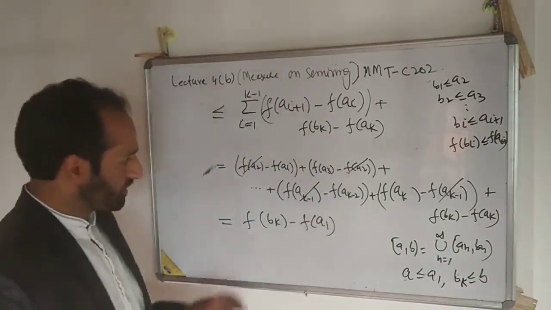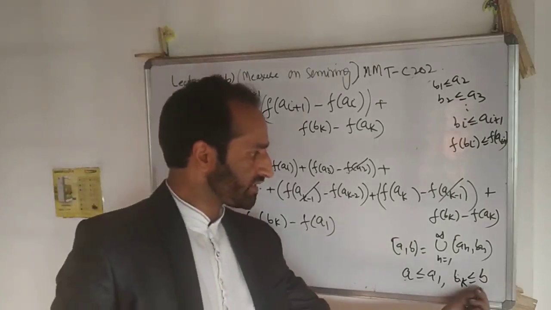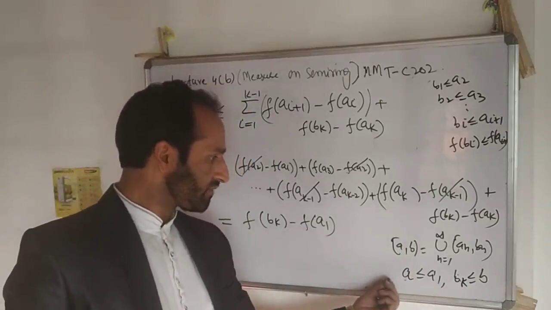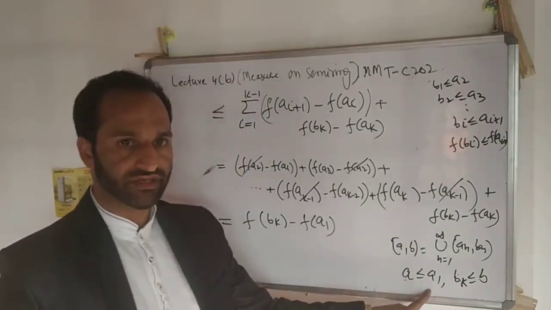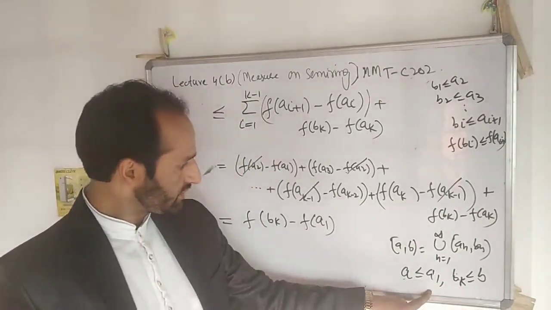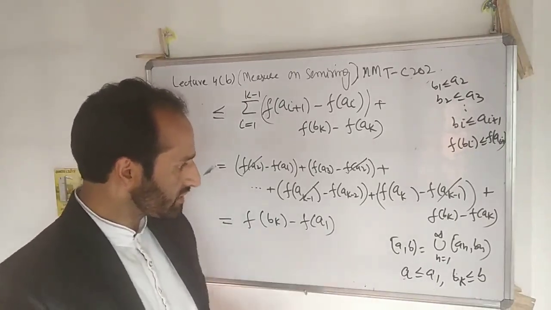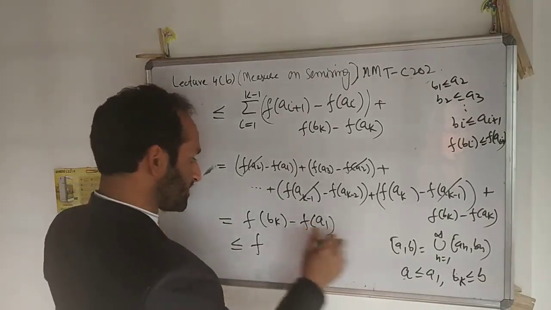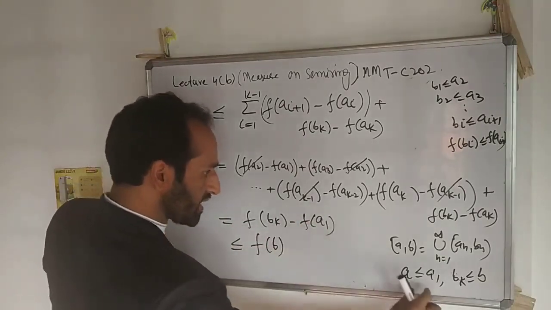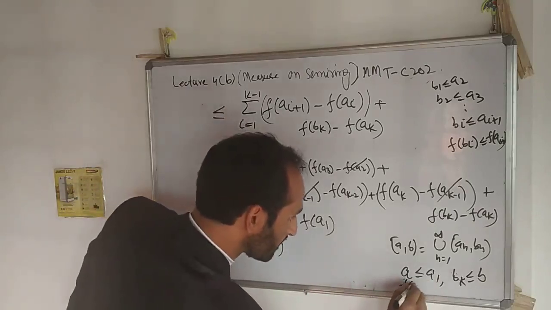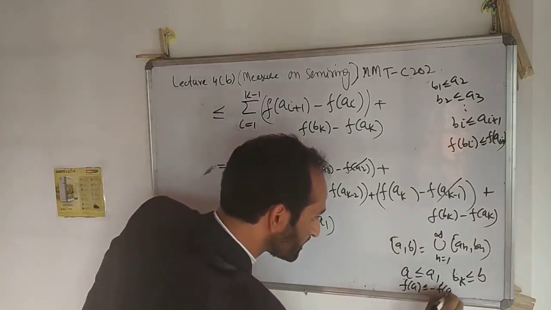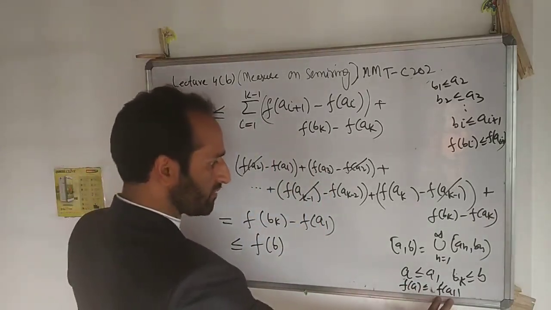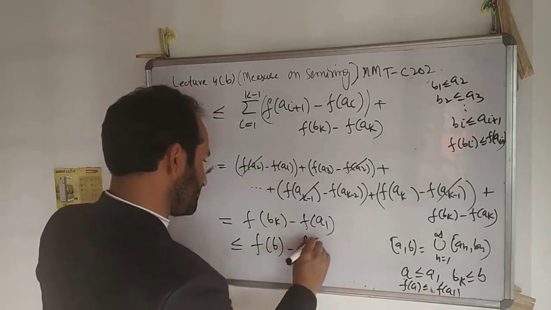And the function is monotonic and increasing, therefore f of b_k is less or equal to f of b, and f of a is less or equal to f of a_1, therefore minus f of a will be greater or equal to minus f of a_1. Minus f of a_1 is less or equal to minus f of a, so it's less or equal to f of b, because f of b_k is less or equal to f of b. Now apply the minus on both sides. This gives minus f of a_1 will be less or equal to minus f of a.